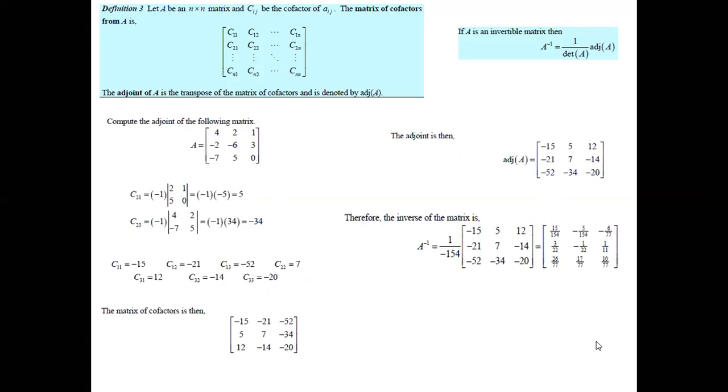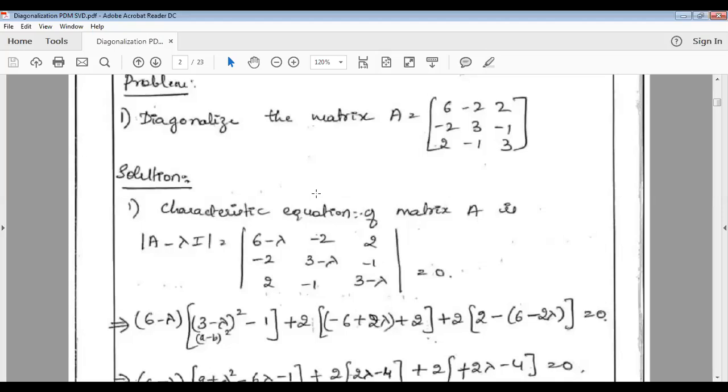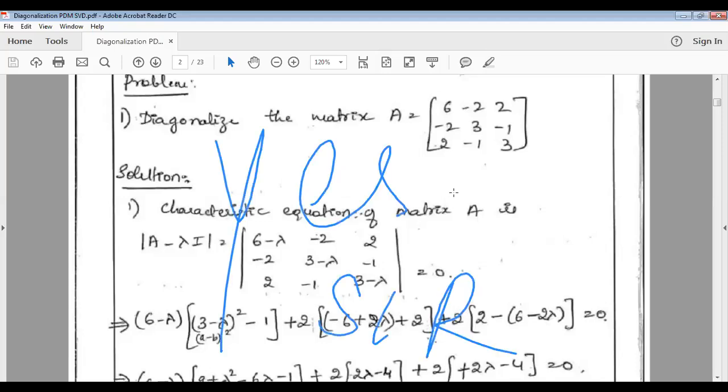I'll share the PDF with you. Let me know if you are able to view the PDF. Is the PDF visible? Yes, sir. Please stop writing on the screen.